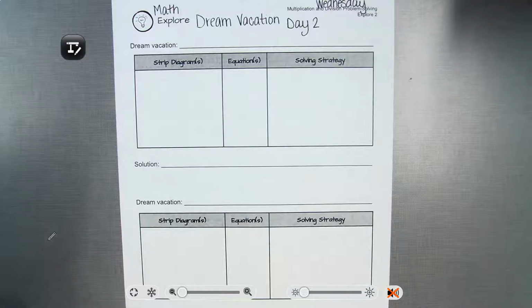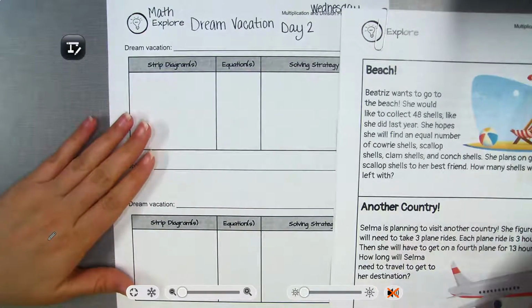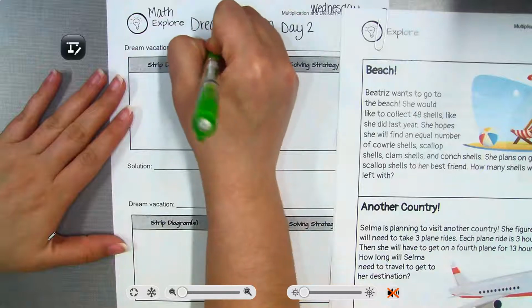So this is why we have to pay attention, read the story problem carefully, and kind of what we call dissect, which means kind of take our word problem apart and really see what it's asking us to do. So the next dream vacation we're going to be going on is the beach. So I'm going to write that here.